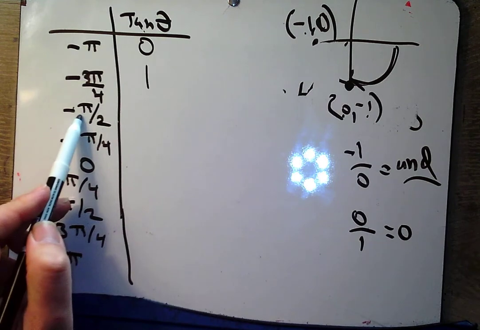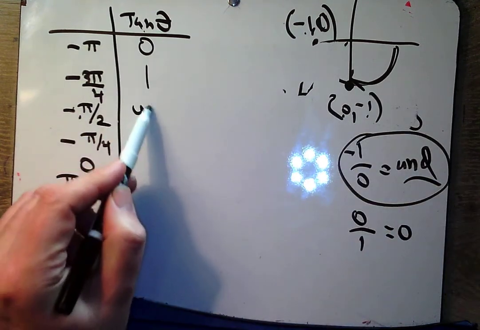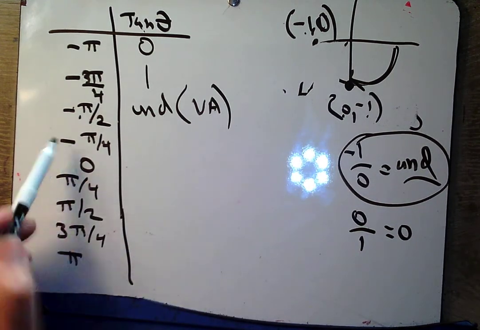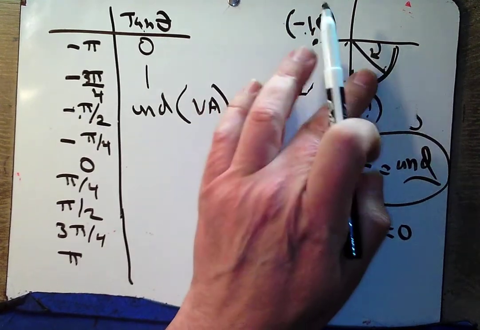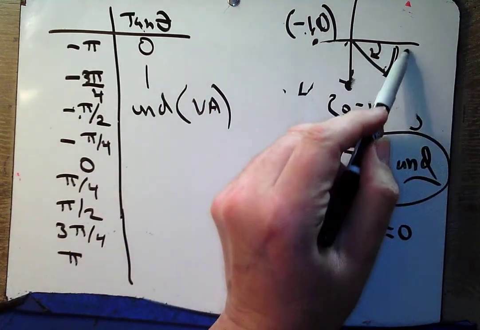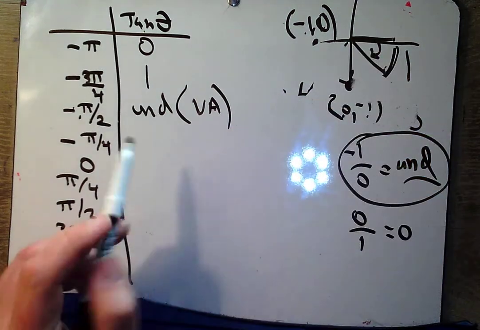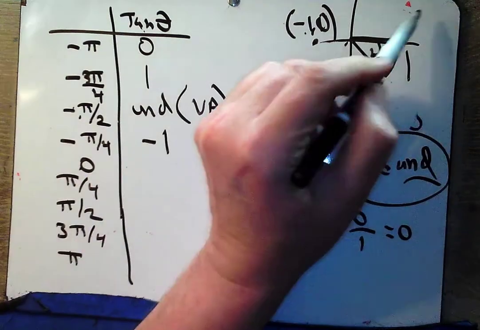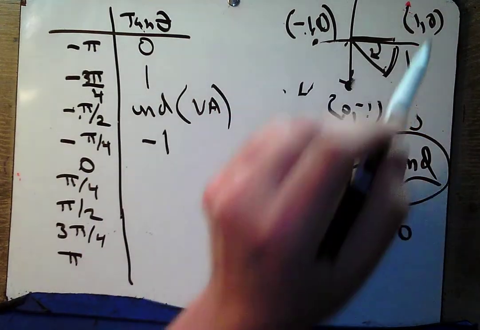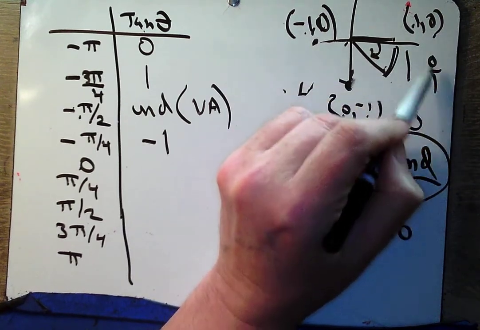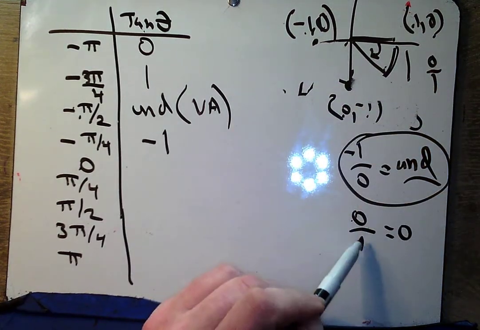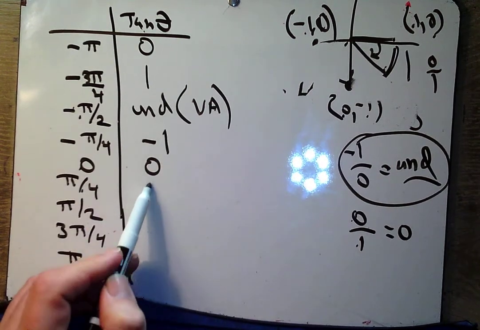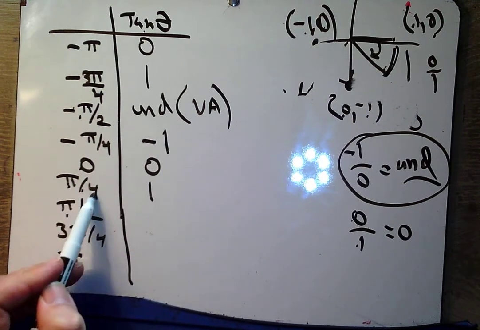So when I plug in a negative pi over 2, I get undefined. And for us, that's going to be a vertical asymptote. If we plug in negative pi over 4, we're talking about this angle now, and that's going to be negative root 2 over 2 over positive root 2 over 2, which is negative 1. If I plug a 0 in, if the ordered pair here is 1, 0, the y value over the x value, oh, that's 0 over 1 is 0. Cool. If I plug in a pi over 2, I'm going to get positive 1. I'm sorry, a pi over 4 gives me positive 1.